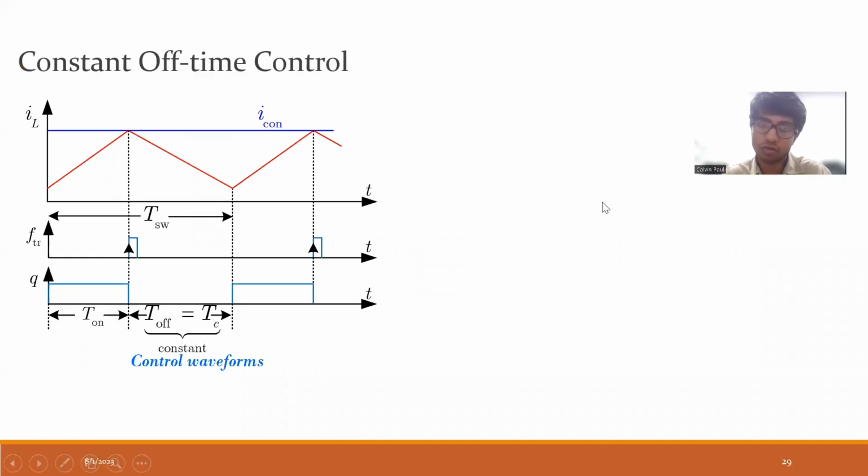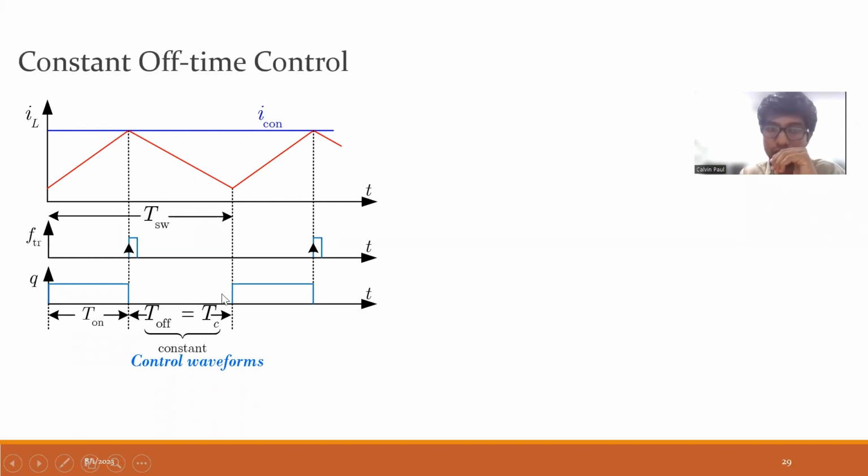So I'll proceed with constant off-time control. Constant off-time control is opposite to constant on-time control, and it is similar to peak current control. The peak is the situation at which it is getting triggered. When the inductor current reaches the peak value, it gets triggered, and then there is a fixed off time for which it is off.